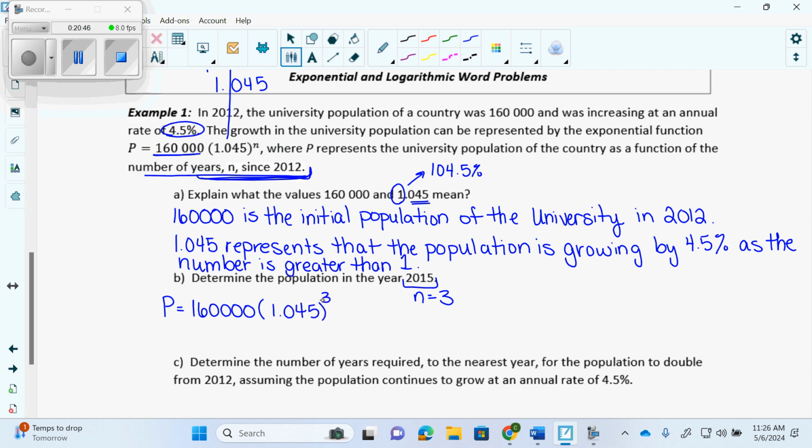Now the reason why it's to the power of 3 is it grows by 1.045 every year, right? So I have to go 1.045 to the 1, 1.045 to the 2, 1.045 to the 3. It's growing that much every year. Yes? So the equation makes sense itself. So type that in.